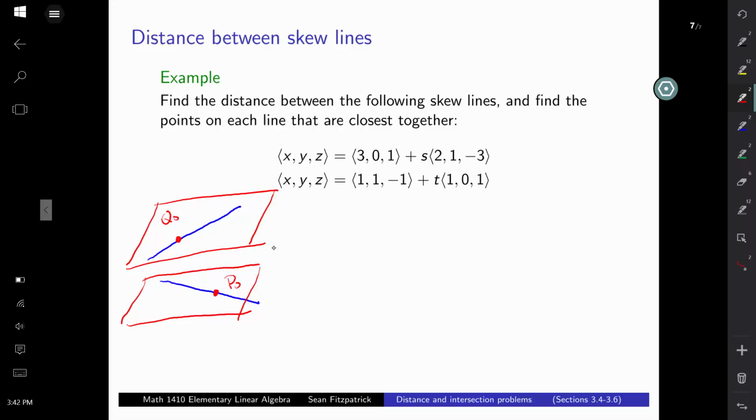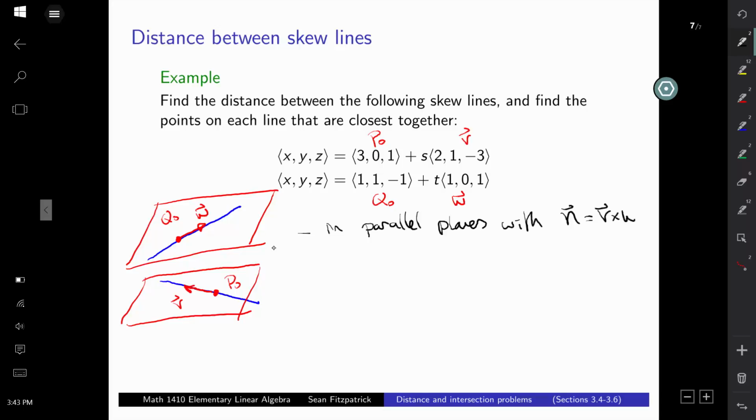And you've got direction vectors. You've got a direction vector V. You've got a direction vector W. So where is that information here? Here's P naught. Here's V. Here's Q naught. Here's W. And so those two vectors lie in parallel planes, so these lines are in parallel planes. And we know what the normal vector is. The normal vector is simply the cross product. Okay?